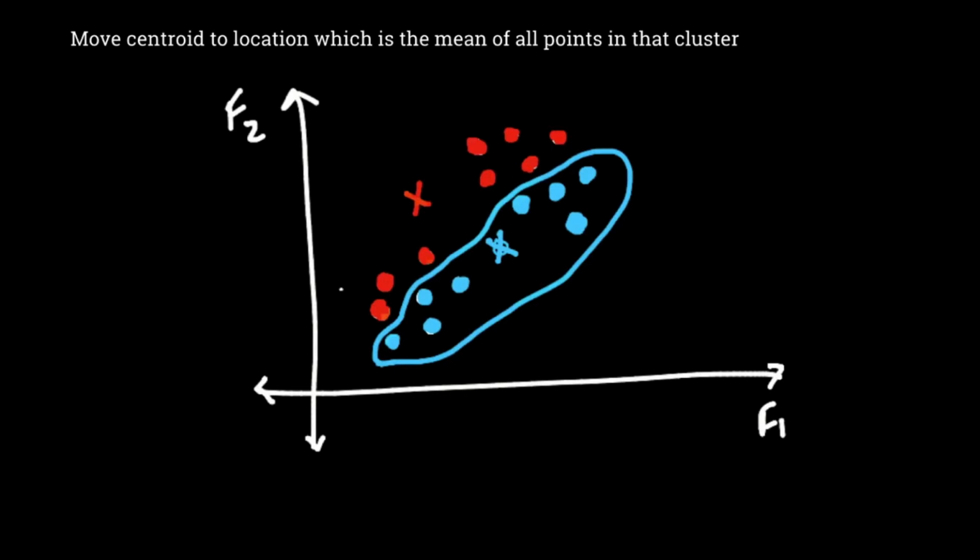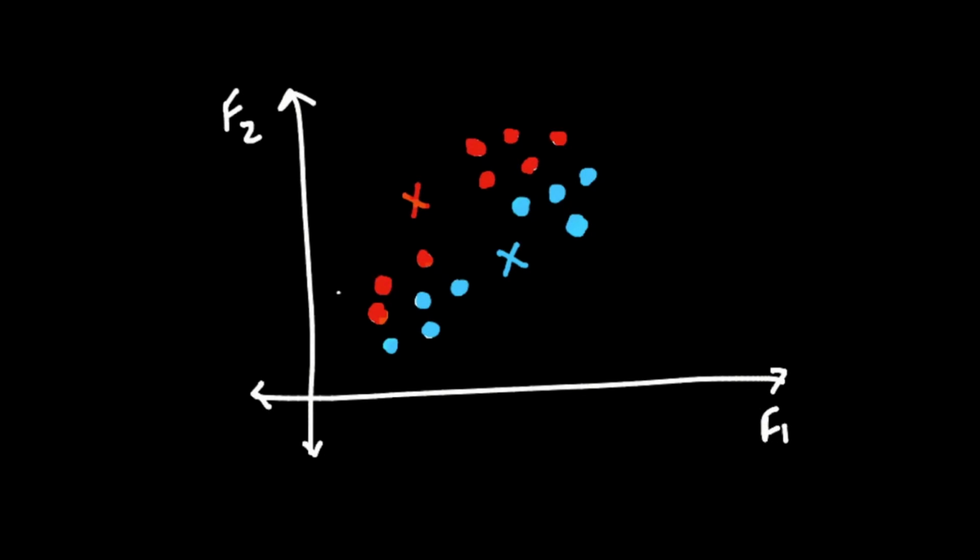It is going to calculate the mean of all the blue points, and then it is going to move its centroid to that location over there. So blue moved itself to a location which was the mean of all its points. Okay. So now at this point, this is the scenario that we have.